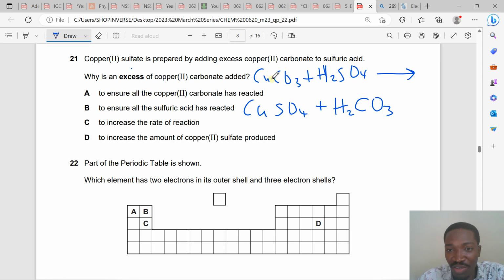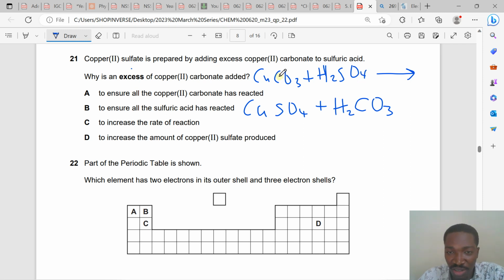If you don't add excess of this, some acid might not be consumed, and at the end of the day, the products will have an acidic medium. Take note that this is a strong acid, and you don't want to have that. You always do this in chemistry when you want to ensure one of the reactants is completely used up. We don't want excess of this strong acid.